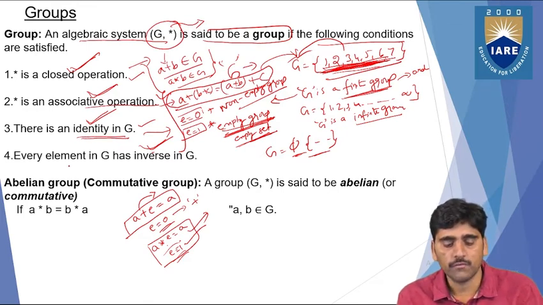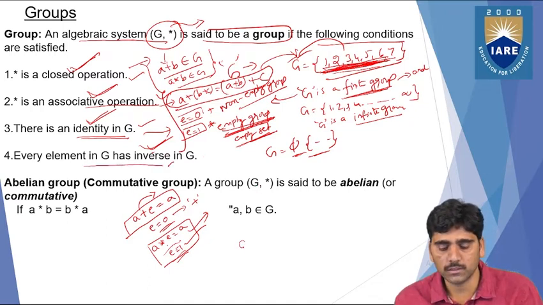And the next one: every element in G has an inverse. So G has an inverse means A plus (minus A). See here, minus A is the inverse element of A with respect to the plus operation.